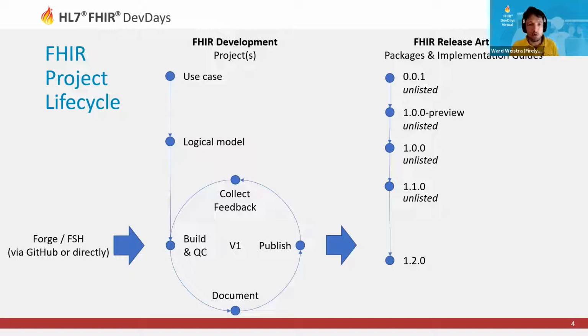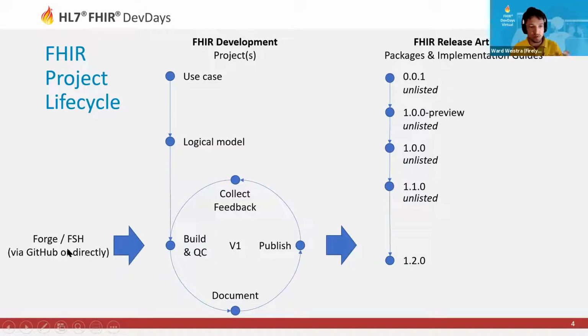And then you start logical modeling. And you can do this in Fish or Forge or Excel or whatever. Bring together the elements that you will need in your data model without worrying about the specifics of FHIR yet. And then once you have those logical models, you can start actually implementing in FHIR. So then we go into this cycle of continuous improvement of building your FHIR resources and checking them.